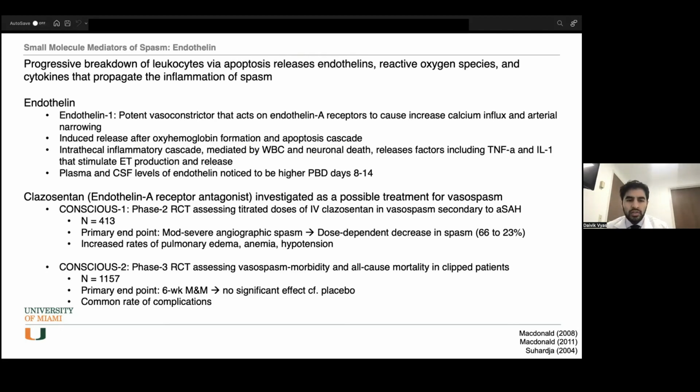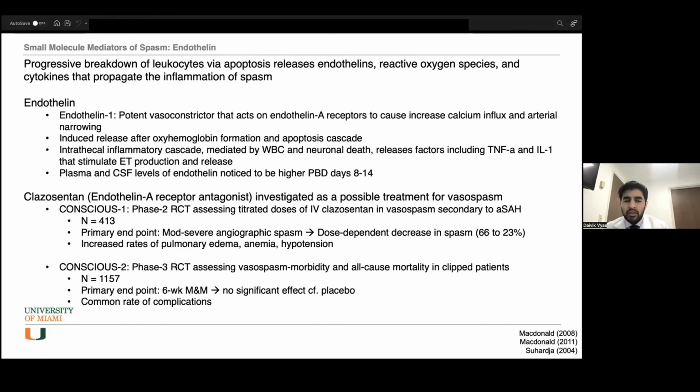Now in CONSCIOUS-2, when they advanced the trial forward to evaluate whether you can have vasospasm treatment in patients who underwent surgical clipping, they looked at about 1,150 patients and looked at the 6-week morbidity and mortality.